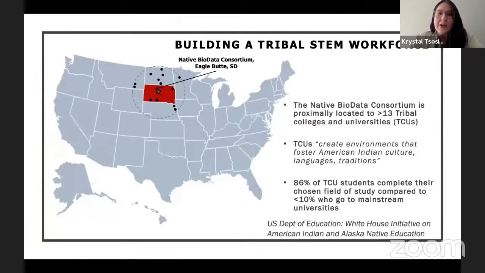Our organization is proximally located to over 13 tribal colleges and universities, which is great when you consider that TCUs actually create learning environments that foster our cultures, languages, and traditions. And traditionally, TCU students have greater success rates in completing their proposed degree fields than when compared to those Indigenous students who go to mainstream universities.